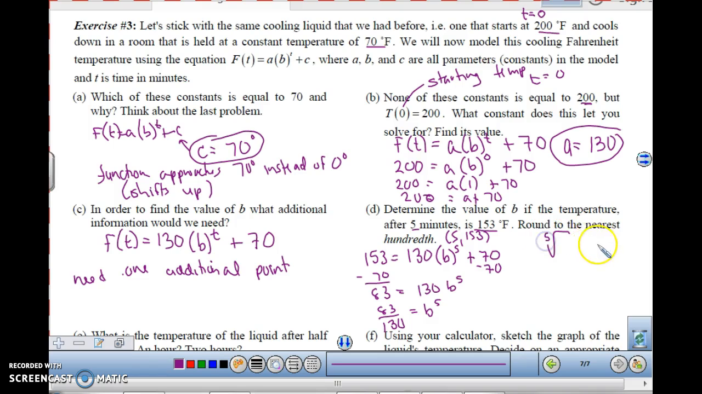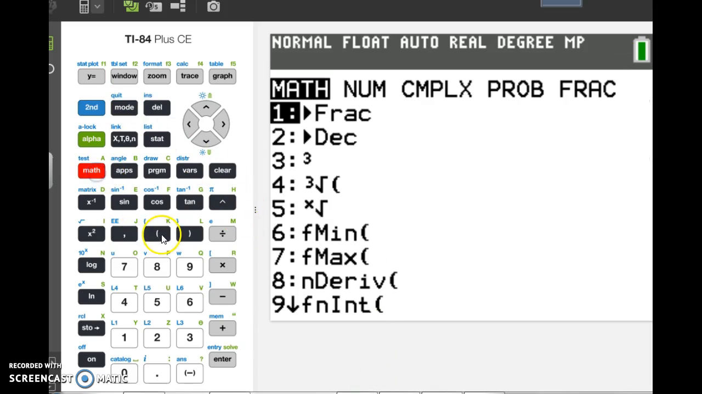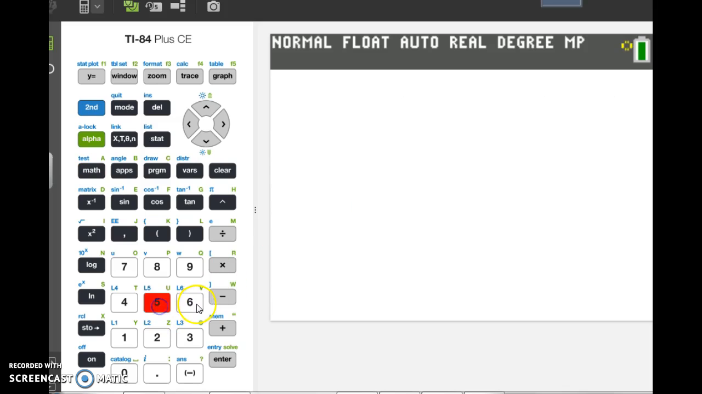I'm going to leave this in fraction form because I'm going to round it anyway. So it's going to be the fifth root of 83 over 130 is equal to the fifth root of b to the fifth. So b is going to equal, I'm going to grab my calculator. The fifth root, if you hit the math key, remember, it's number 5. You just have to put your root in. Your fifth root of 83 divided by 130. You can use the fraction key if you want to, but this is going to be a decimal we need anyway, so that's just fine.